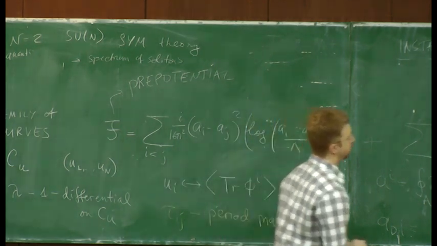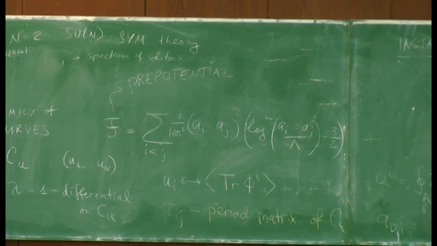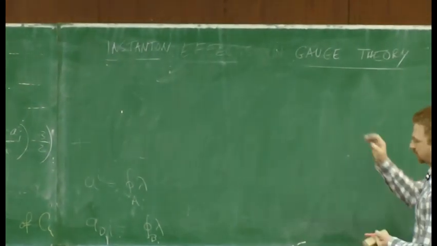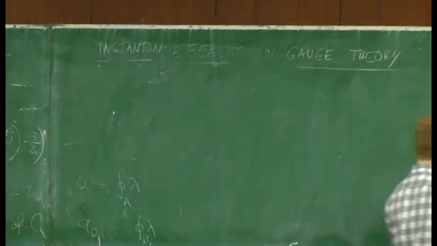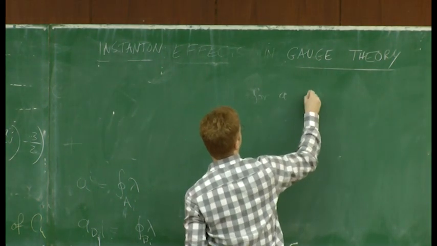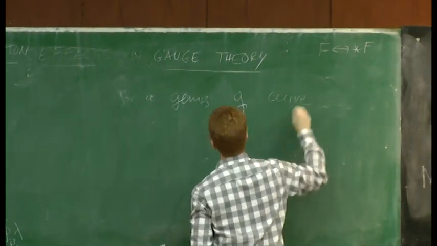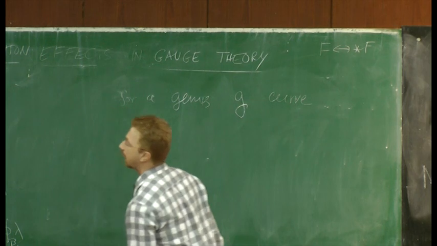Of C. So the period matrix is something you define for any smooth curve, or for the curve with punctures with some conditions on the punctures. So there is a, for a genus G curve, the genus is a number of handles. So here is the genus 4. Suppose.